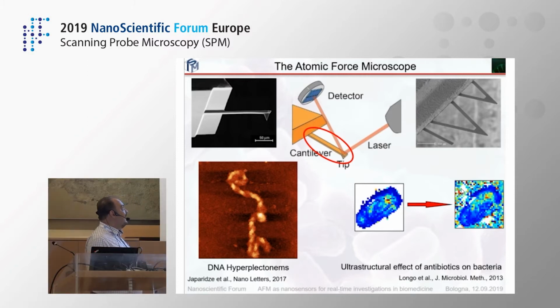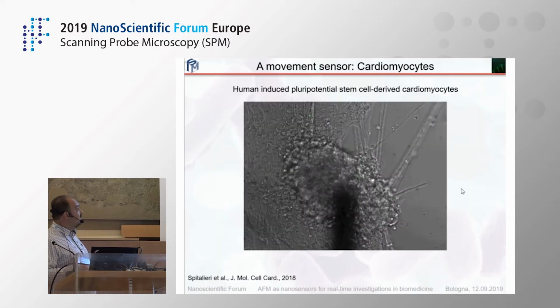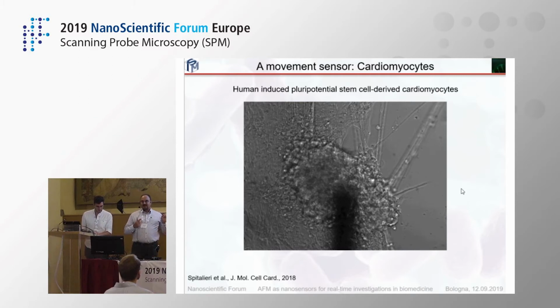So, for instance, if I take an AFM cantilever and place it on a living biological system, I'm going to have a movement of this living biological system that is transduced by the AFM, which is used at this point as a nanomotion sensor. In this way, we can study clusters of living biological systems, like in this case cardiomyocytes that we obtained through human-induced pluripotent stem cells, and study how the movement of these cardiomyocytes changes over time when exposed to different pressures or different stimuli.